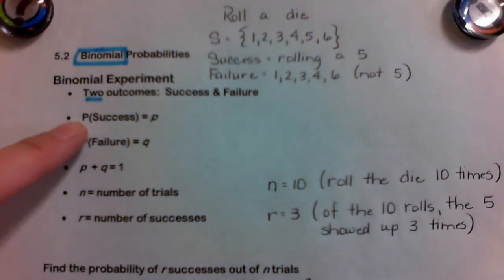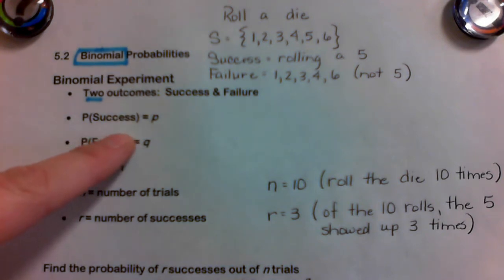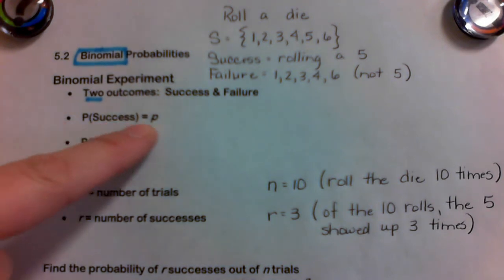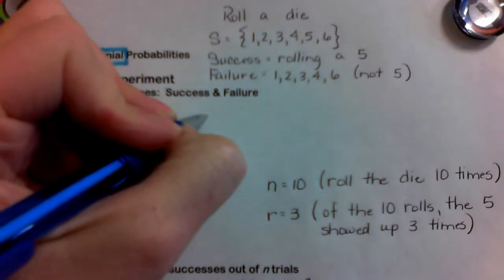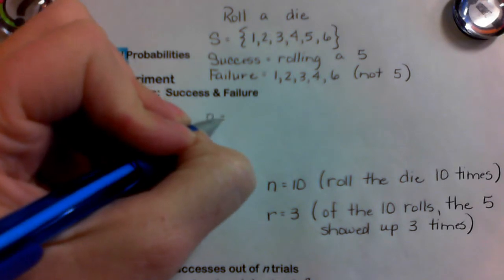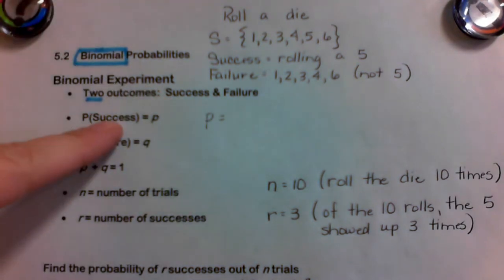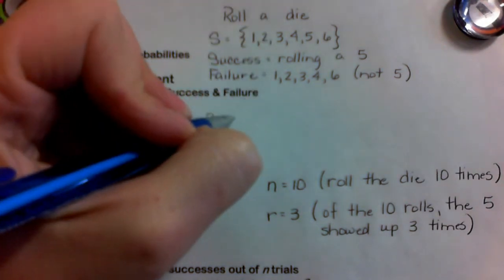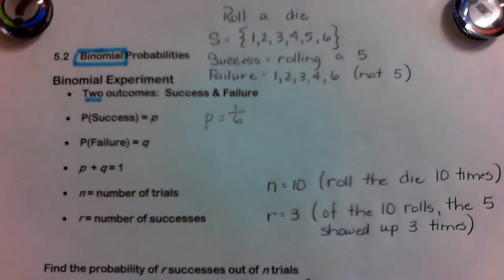Then we'll either have to calculate, or sometimes it will already be given, the probability of success, which we call lowercase p. This is talking about an individual trial. If you pick up a die and roll it, what is the probability you get success? What is the probability you roll a 5? Well, there are 6 sides, so the probability of success is 1/6.